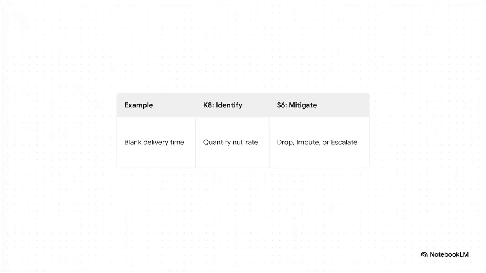Okay, your K8 move is to figure out the scale of the damage. Is it just 1% of your data, or is it a whopping 20%? Because your S6 action totally depends on that answer. If it's a tiny amount, you might just drop those rows. If it's more significant, you could impute a value, basically make an educated guess. But if it looks like a huge systemic problem, your job is to escalate it and find out why it's happening.